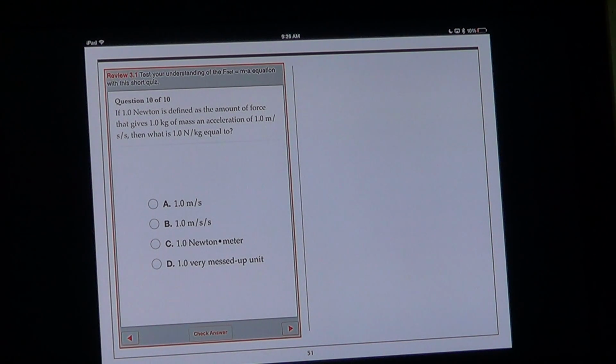If 1 newton is defined as the amount of force that gives 1 kilogram of mass an acceleration of 1 meter per second squared, then what is 1 newton per kilogram equal to? B? Very good. That's what I was laughing at. B? Very good. Okay.